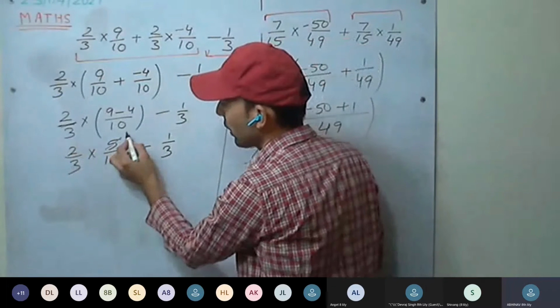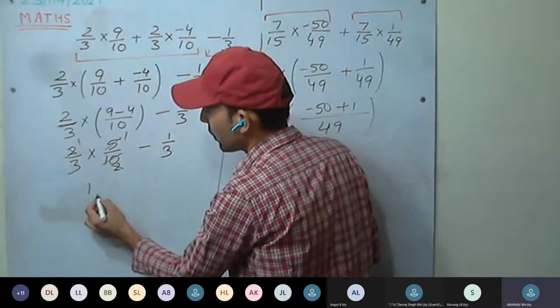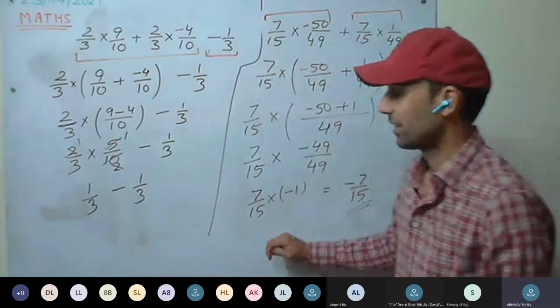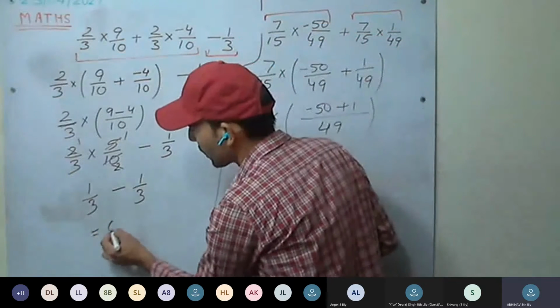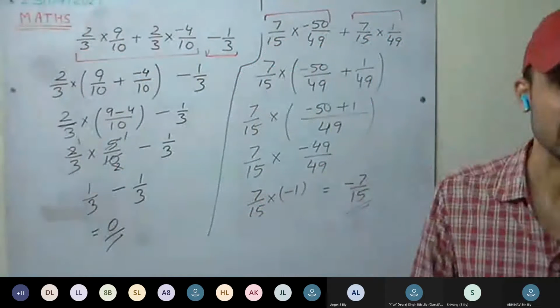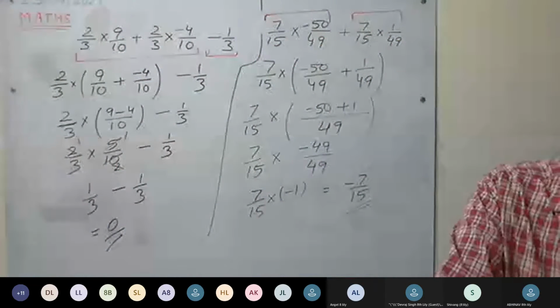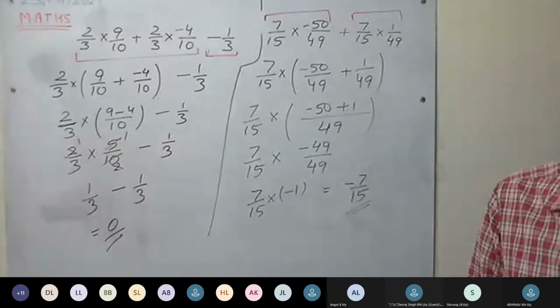Okay, yes, sir. Now 5, 1 ja 2, 2. 1. Sir, 1/0. Sir, 0. We are getting 0. This much work we did, and at last we got 0. Understood now? Third and fourth, do as homework. Okay.